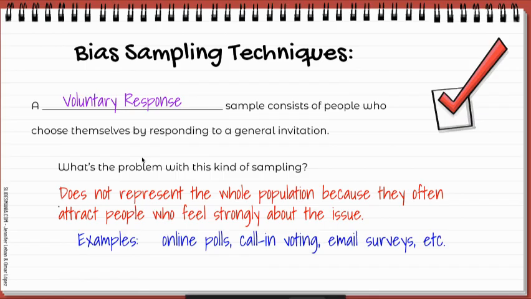So, examples would be online polls, call in voting, email surveys, or someone calling you actually on your phone. Or it could be someone with a clipboard standing out in front of a place asking you questions. So these people, most of the people will be like, I don't have time for this. But the people who feel really strongly about a particular issue, they'll be like, yes, I'm going to answer these because I want you to know how I feel.